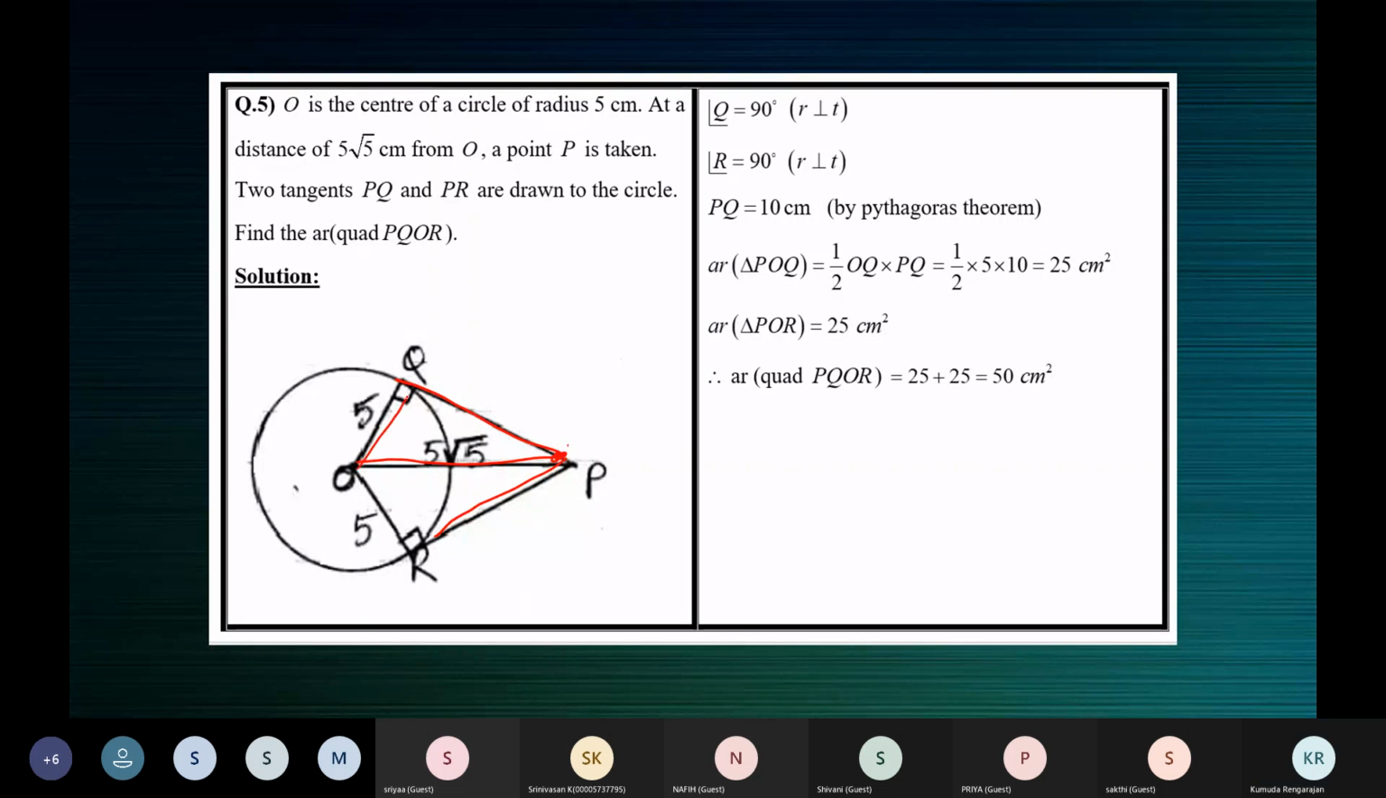So we have to join this. Now this distance is given directly, at a distance of 5 root 5 centimeters from O, P is taken. Everything is given, and the radius is 5 centimeters. So in this triangle, this is a right triangle because radius is perpendicular to the tangent. So you can find PQ using Pythagoras theorem. The hypotenuse is 5 root 5, not 5 or anything else. So by Pythagoras theorem, we get this is 10 centimeters. So the area of the triangle POQ is half base into height, 25 centimeters square. The quadrilateral will be 25 plus 25, 50.